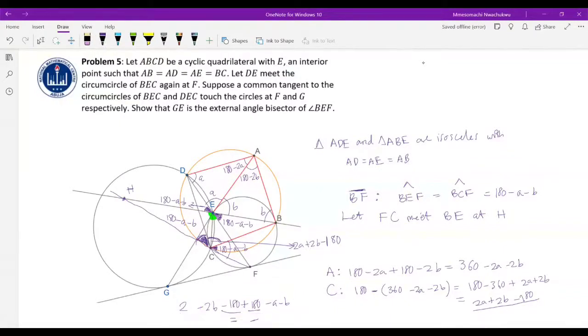Sorry about that, let's erase this. So we can add 180 minus A minus B, plus 2A plus 2B minus 180, plus 180 minus A minus B, and we get 180 degrees as the sum of the angles here. It's just something we should take note of. So we see that this angle here is equal to this angle.